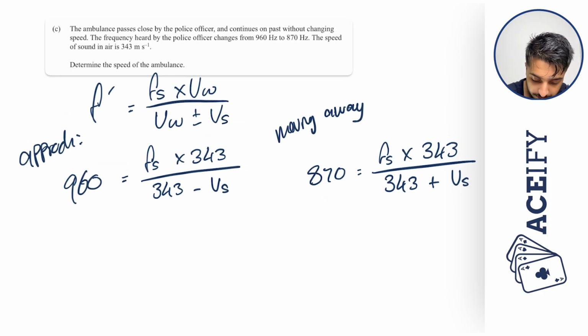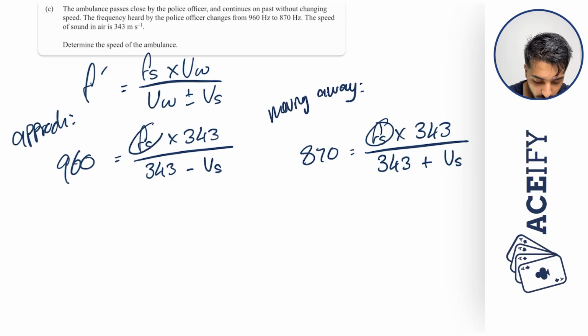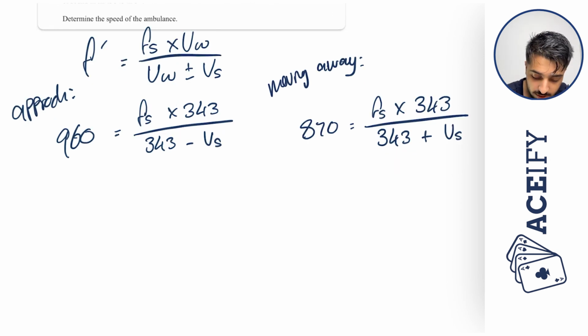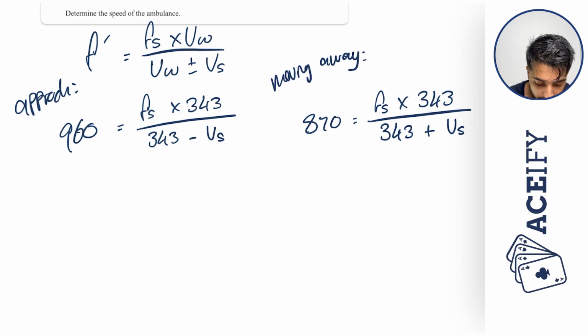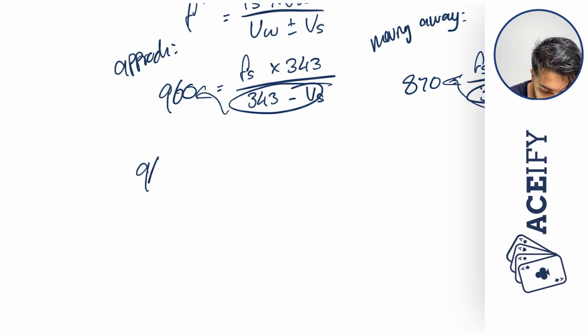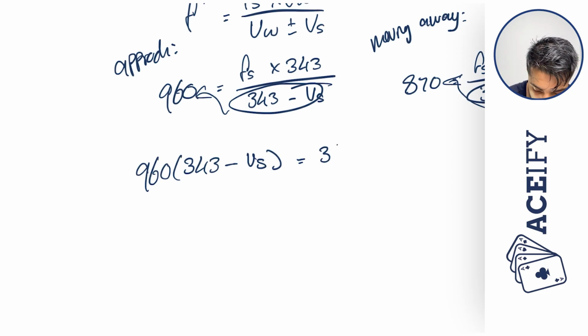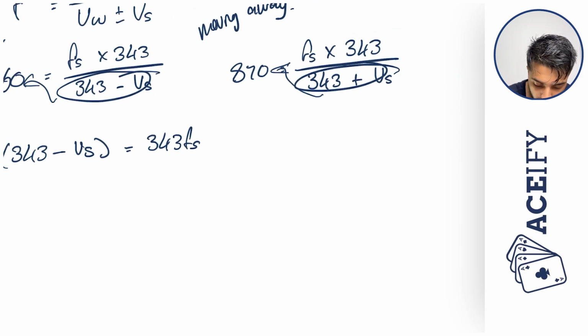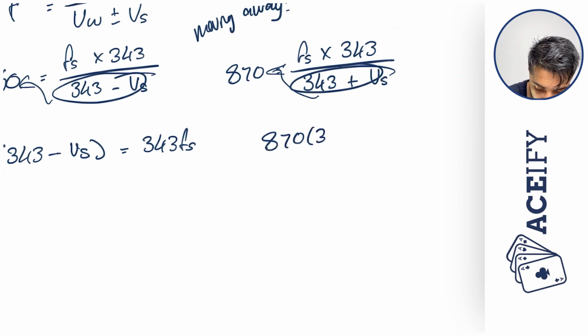Now we see here that we have two unknowns on both equations. So we're like, okay, how do we figure this out? Well, we have two unknowns and two equations, and so obviously we use simultaneous equations. The way I do this is I rearrange for Fs. First thing that we need to do is move our denominators onto this side right here. And so we get 960 times (343 minus Vs) is equal to 343 Fs. Same thing over here, we get 870 times (343 plus Vs) is equal to 343 Fs.